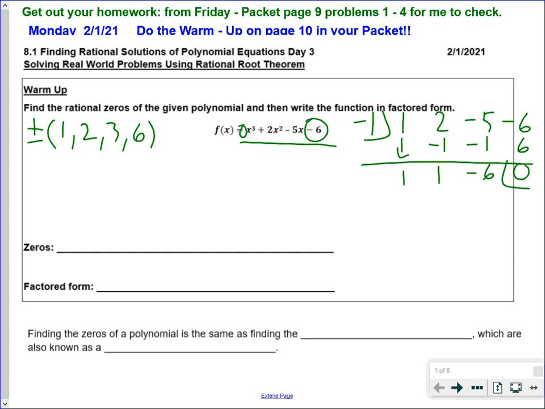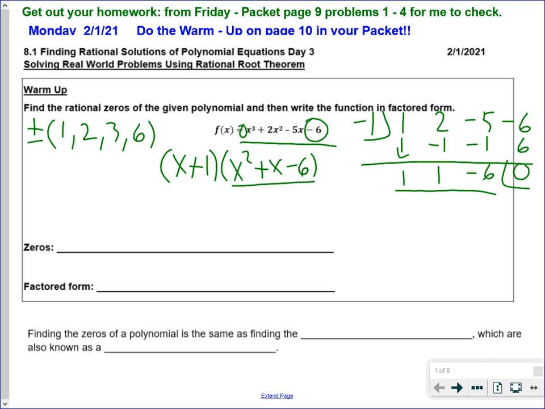That's what we want. So what we're going to do now is rewrite this function with that factor that we just found, with that zero. So our zero is -1, so our factor is x plus 1. Remember, with synthetic division, it goes x minus a. Our a is -1. X minus -1 gives us an x plus 1. Okay? So we have x plus 1, and we're going to multiply that with our quotient we found with that factor. So x plus 1 times x squared plus x minus 6.